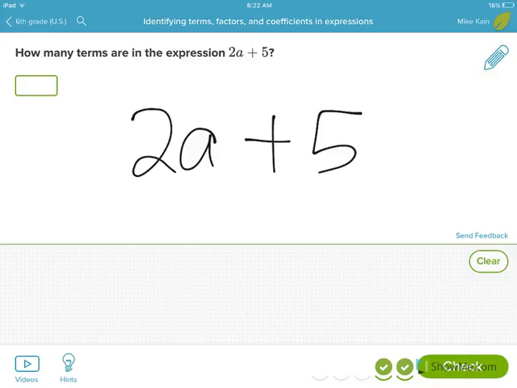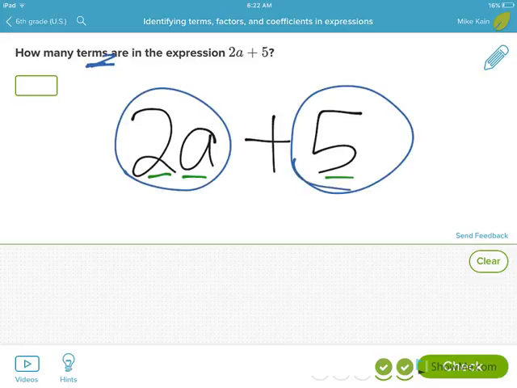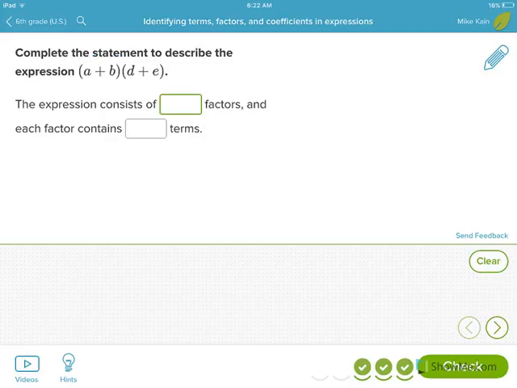Term. I don't know. Is it 3? 1, 2, 3? No, because remember, a term is something that's separated by addition or subtraction. Oh, yeah. So there's 2 terms. That's right. 2 terms. 1 and 2.